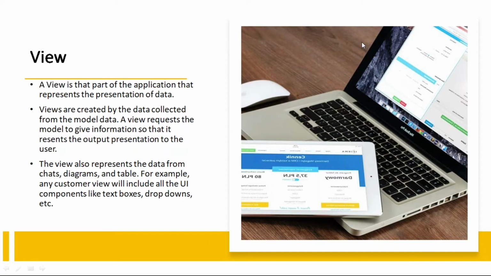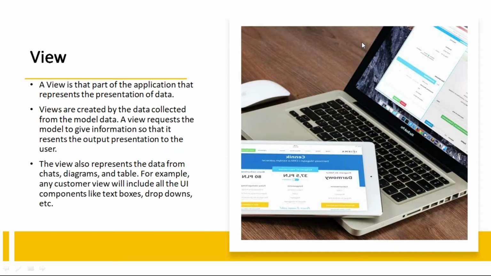The view also represents the data from charts, diagrams, and tables. For example, any customer view will include all the UI components like text boxes, drop downs, etc. So a view can also be charts. Let's say, for example, you have data from your model, that's your database, and it displays in the form of a chart. You can actually see that via the view.